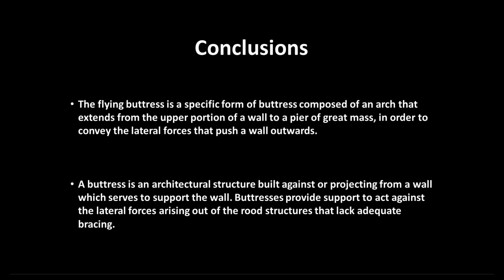From conclusions, what we learned? The flying buttress is a specific form of buttress composed of an arch that extends from the upper portion of a wall to a pier of great mass, in order to convey the lateral forces that push a wall outwards. A buttress is an architectural structure built against or projecting from a wall which serves to support the wall. Buttresses provide support to act against the lateral forces arising out of the roof structures that lack adequate bracing.